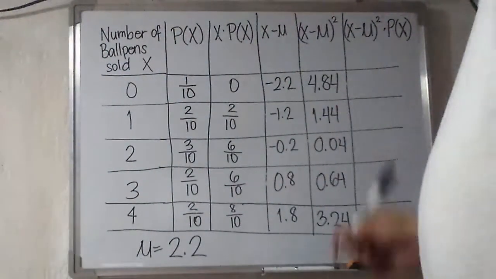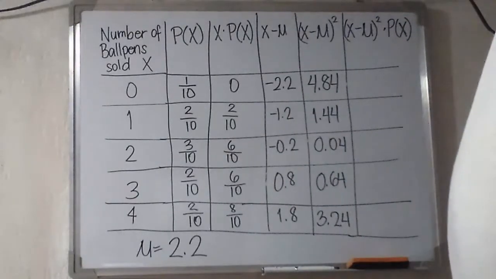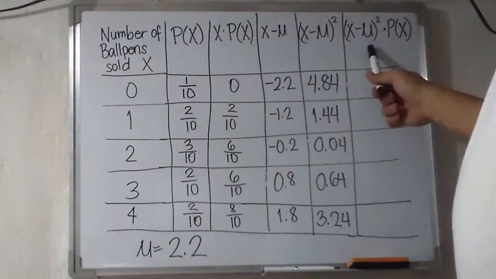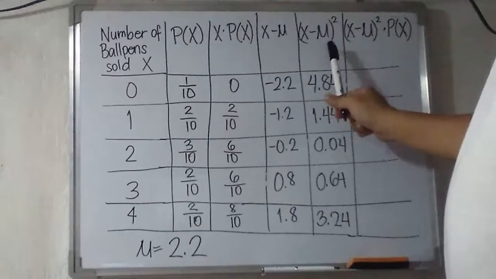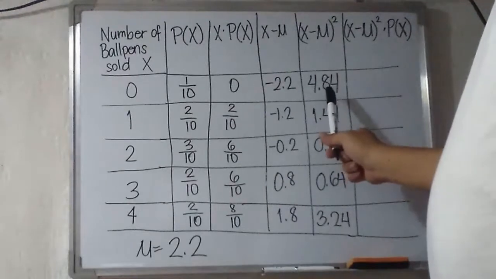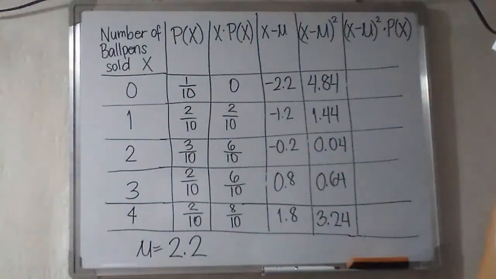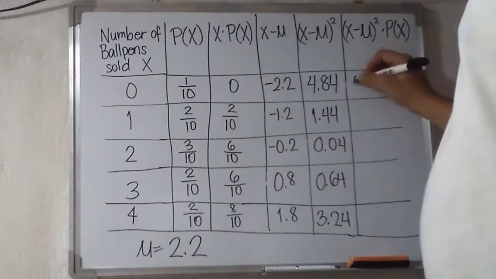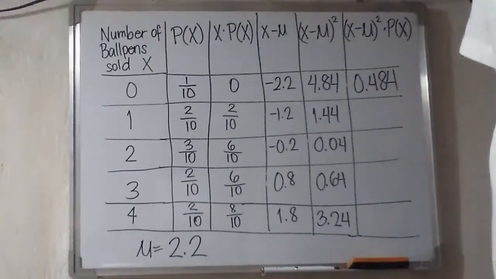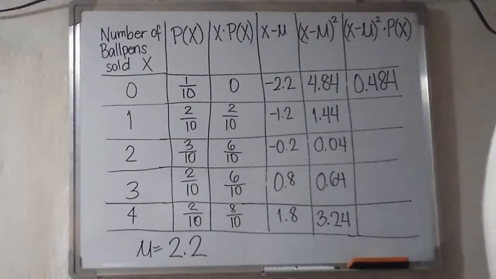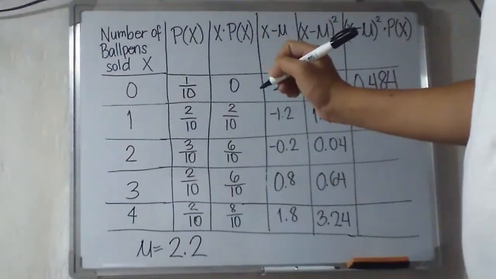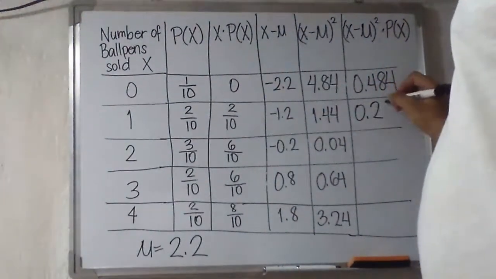Next, we're now going to fill in this column right here. So this one is the product of this column right here and the probability. So 4.84 times 1 over 10 is 0.484. 1.44 times 2 over 10, that would be 0.288.